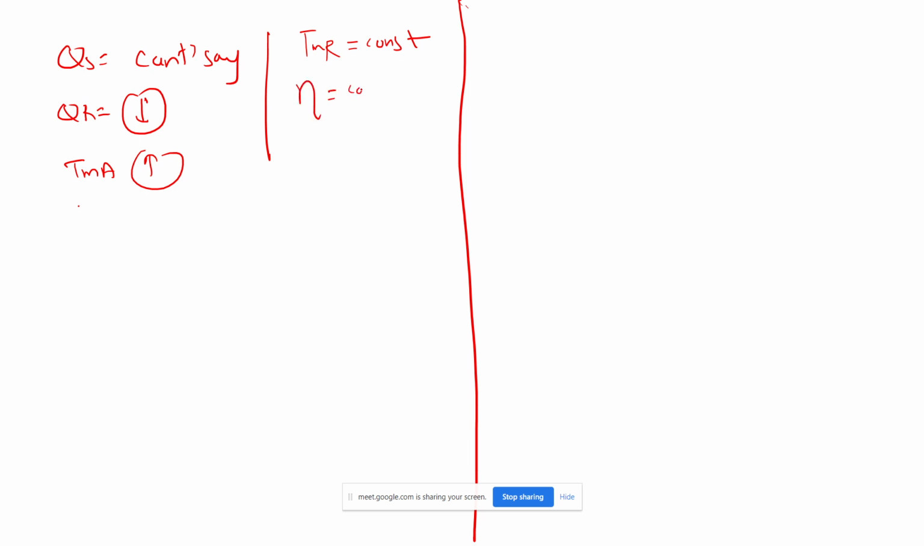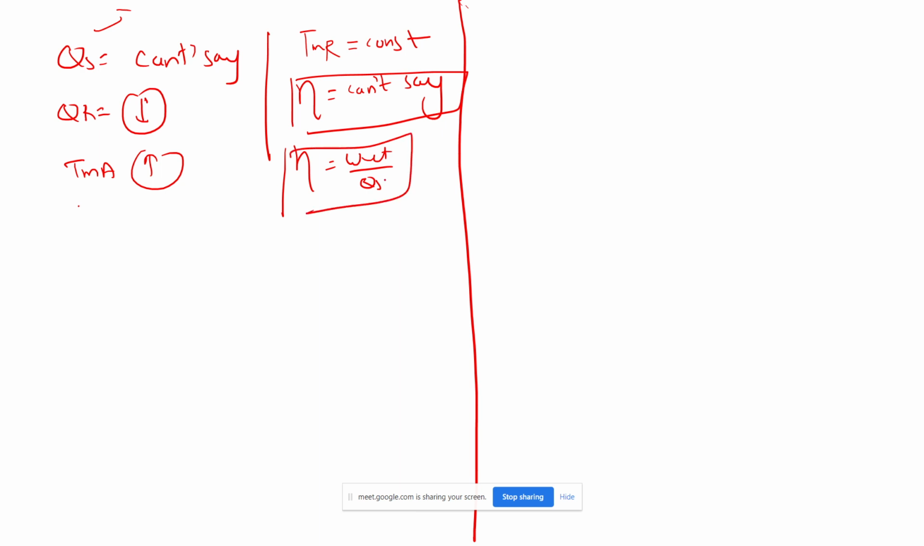Can't say. Yeah, because we don't know how much is the heat supplied, because net efficiency is work net upon heat supplied. Even though work is increasing, we don't know about the heat supplied. That's why we can't predict anything for that.